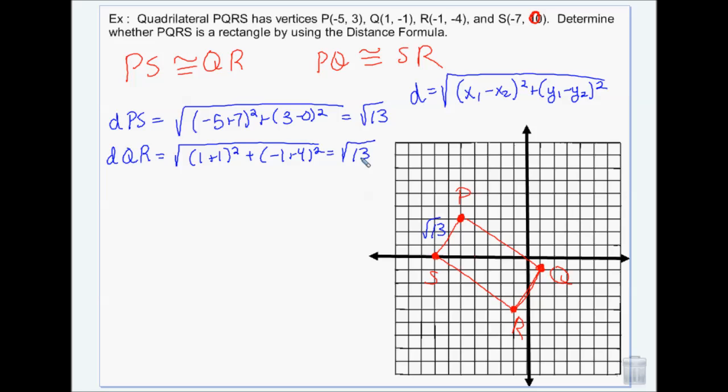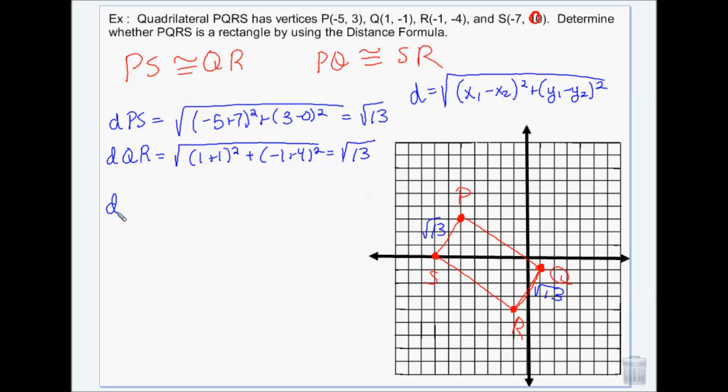Any questions as to how I'm plugging these in? Yes, just pause it. All right, so I've got that PS and QR are both going to be the square root of 13. So those are congruent. So now I need to do PQ and SR.